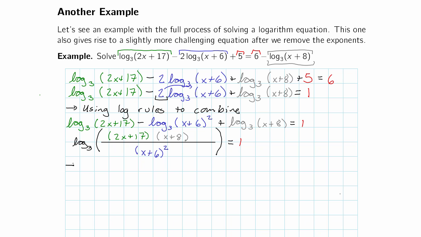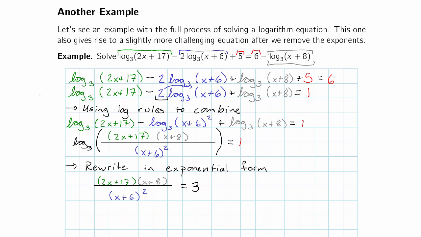Next, we rewrite in exponential form. So now the left-hand side will be just this rational expression, and on the right-hand side, we have our base of 3, and the 1 becomes an exponent. And of course, 3 to the 1, that's just 3. Okay, we are done with the new stuff, right? We're done dealing with the logs. Next, well, next we need to solve this rational equation.